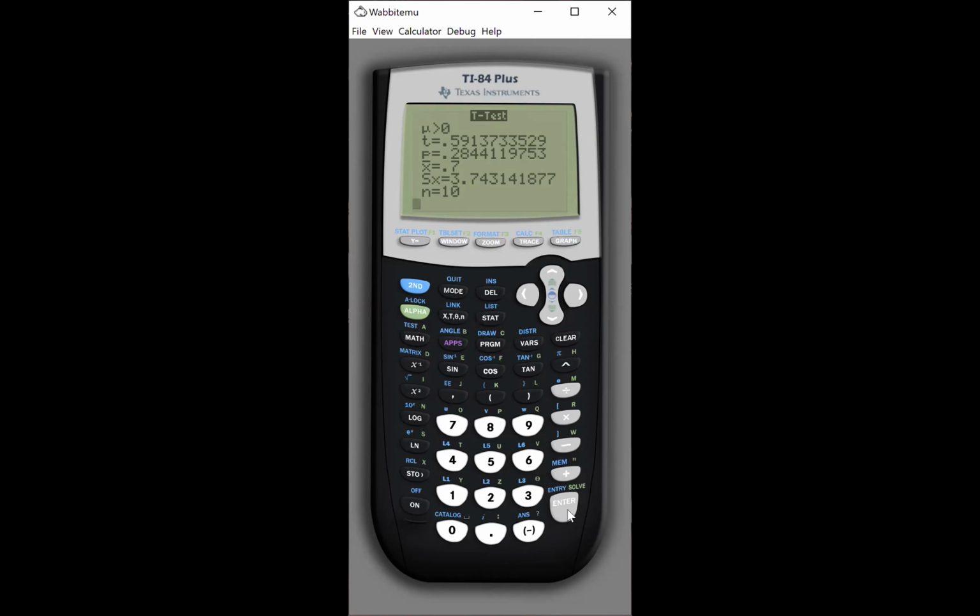So we get t equal to 0.59 and we get p-value equal to 0.2844. Any question on how to get the t-value or the p-value?